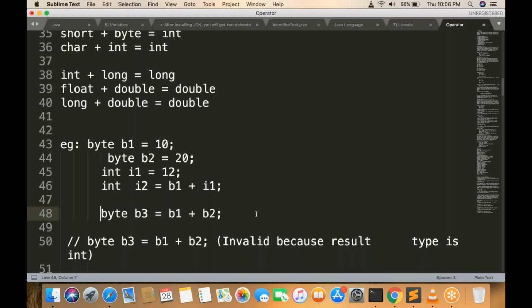Quickly respond. Because not direct assign byte plus byte. What are you telling? What are you talking about? I'm not understanding it.